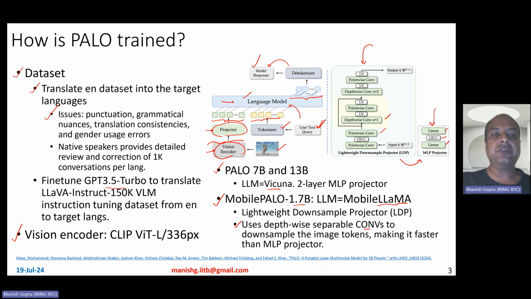Right? So therefore, they take 1,000 conversations per language, and they ask native speakers to do a detailed review and correction of the translations. Okay, so 1,000 per language, that's quite huge in that sense.